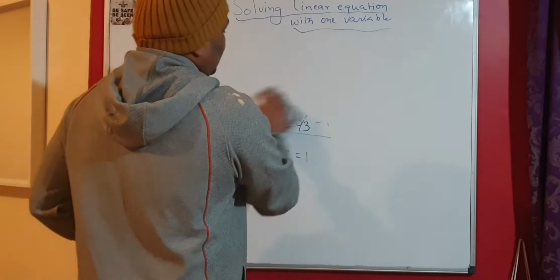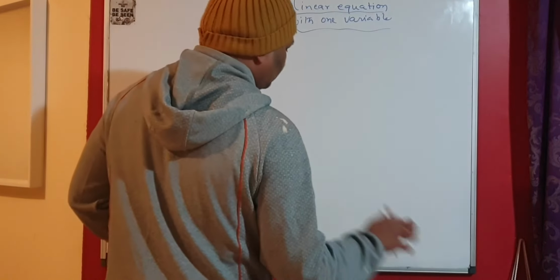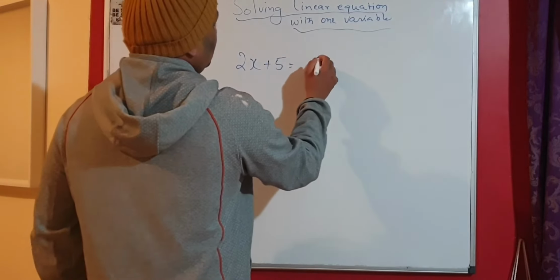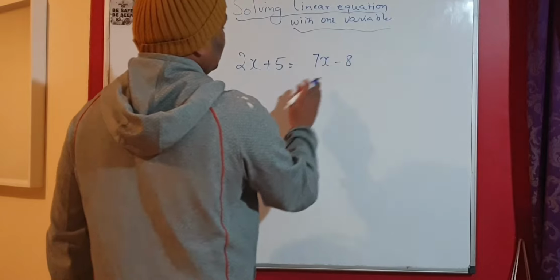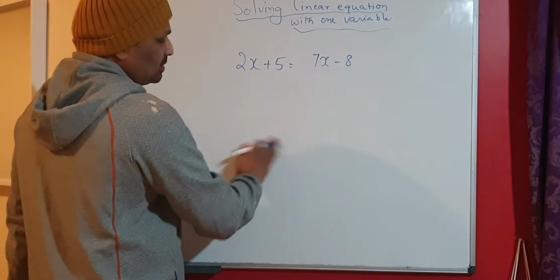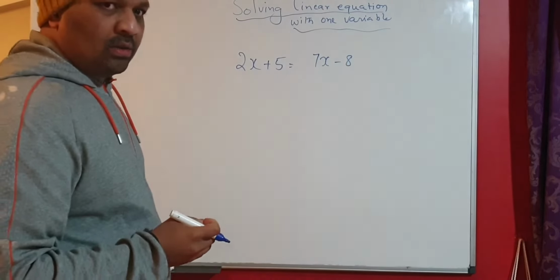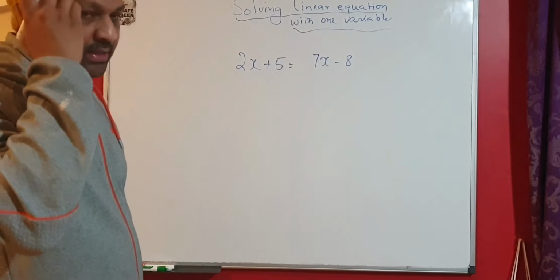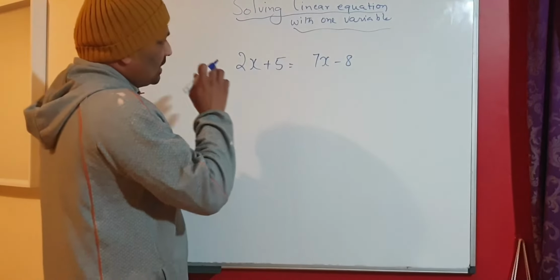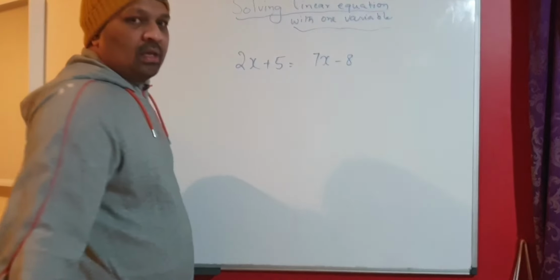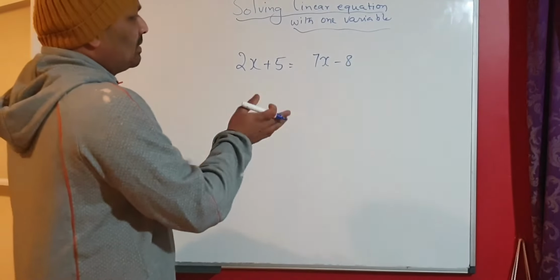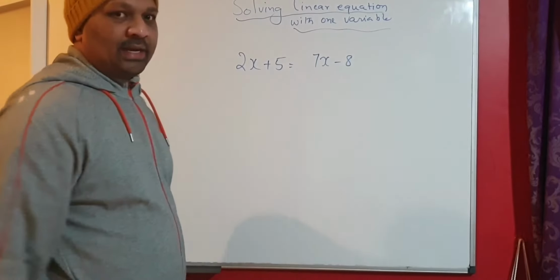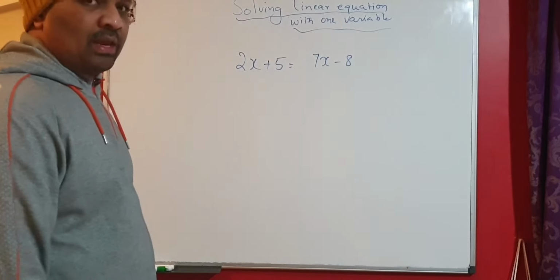For example, the next example is 2x plus 5 is equal to 7x minus 8. Okay, the very first step, you bring all the unknown terms into one side and all the known terms to the other side. So in this case, what are the unknown terms? 2x and 7x are the unknown terms. You bring both of them to one side. That's your choice. You can bring both of them to the left side or to the right side. Either way is fine. There should not be any problem.